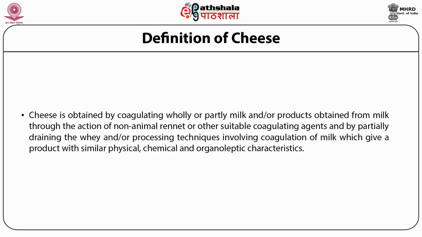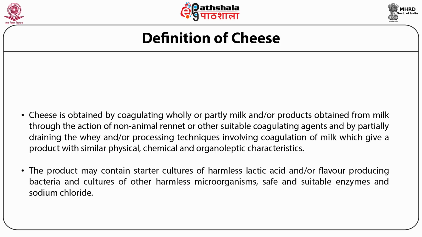Cheese is obtained by coagulating wholly or partly milk and or products obtained from milk through the action of rennet or other suitable coagulating agents, and by partially draining the whey and or processing techniques involving coagulation of milk, which gives a product with similar physical, chemical and organoleptic characteristics. Let me be very clear that cheese making itself is a continuous dewatering process. So any processing aspects in which the water will be expelled out of the curd will finally make it towards a cheese product.